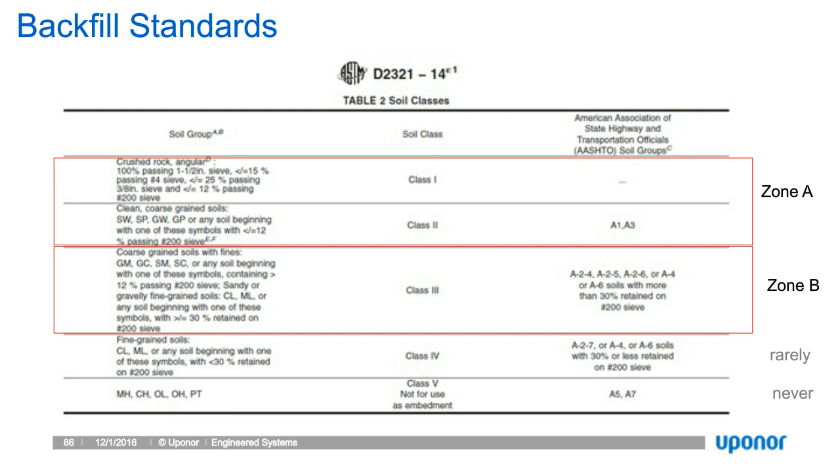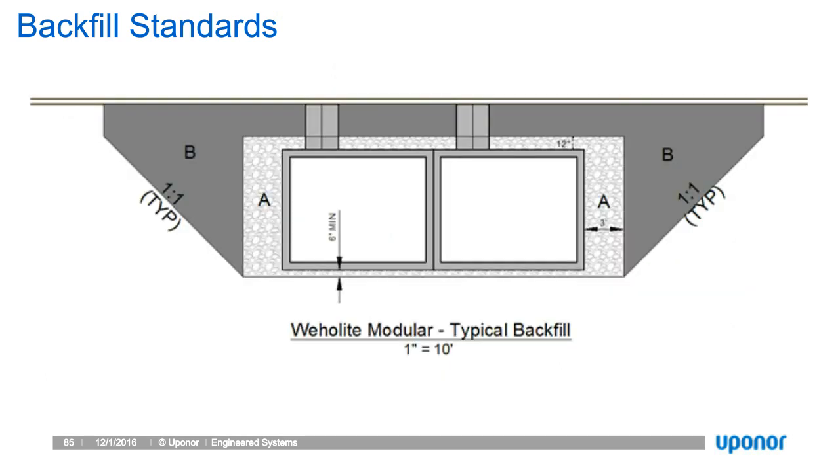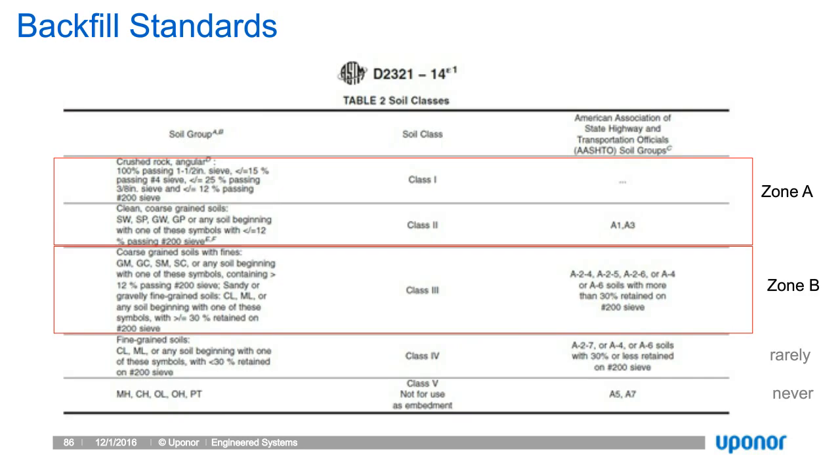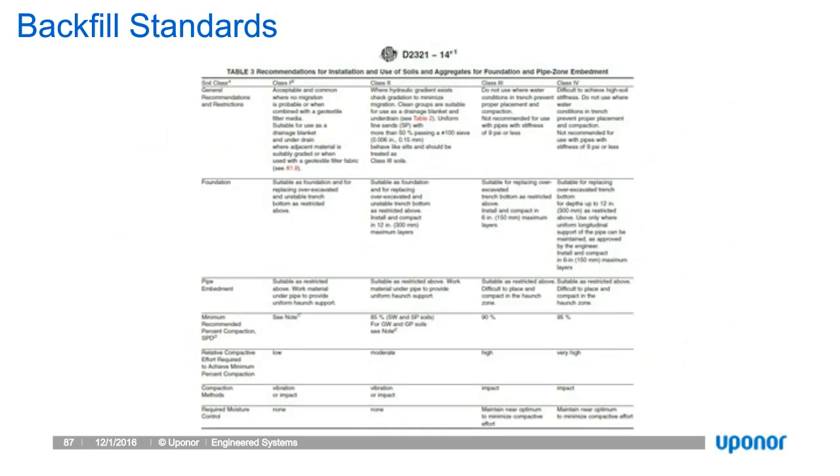In the zone B outside, we're a little bit more forgiving, and again, that's on the outside of that critical backfill zone. We're allowing other materials. We're even allowing a little bit of clays or CL/ML materials. As long as they're compacted to 90% Proctor, we're in good shape. So ASTM, I won't read this eye chart, but it does define those materials a little bit more, and this is the basis of our backfill specifications that we developed for any project.